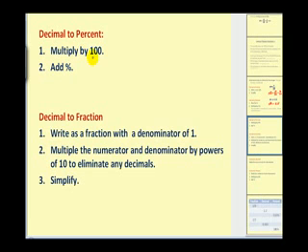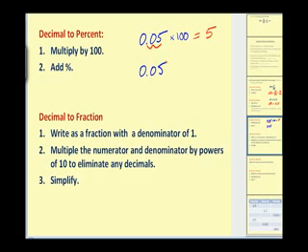Now let's take a look at converting a decimal to a percent. What we need to do is multiply by 100 and then add the percent symbol. Remember, the shortcut for multiplying by 100 is moving the decimal to the right 2 places. So if we start with 0.05 and we multiply this by 100, that would move the decimal over to the right twice. That would produce the number 5. Therefore, 0.05 is equal to 5%.